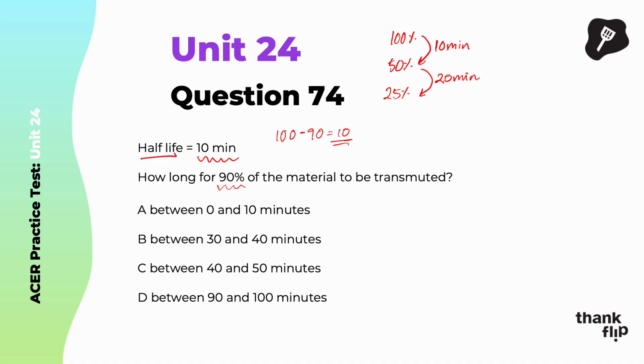Then we get to 12.5%, and that's another 10 minutes, so that's 30 minutes. And then we get down to around 6.25%, and so that's 40 minutes. So somewhere between here and here, we have 10% left. And so looking at our answer options, answer option B fits perfectly because between 30 and 40 minutes, you're going to be remaining with 10% of your original amount of that radioactive material. So the answer is B.